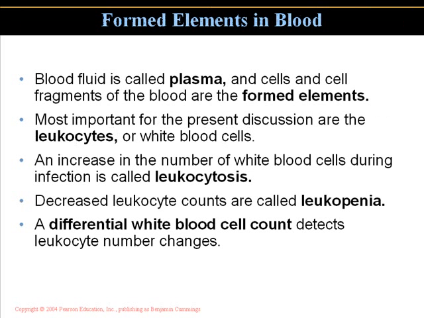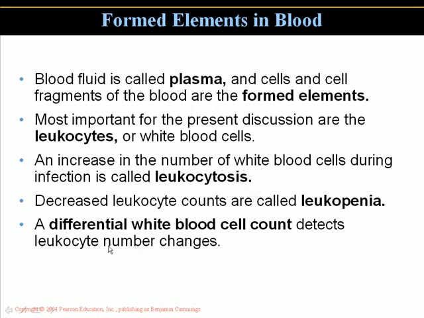Blood fluids are called plasma; the cells and cell fragments of the blood are formed elements. Most important for this discussion are the leukocytes. Leukocytes are the white blood cells. Decreased leukocyte count is called leukopenia, and individuals with leukopenia may have difficulty fighting off certain infections. Differential white blood cell count detects leukocyte numbers and changes, and we do that in laboratory studies.